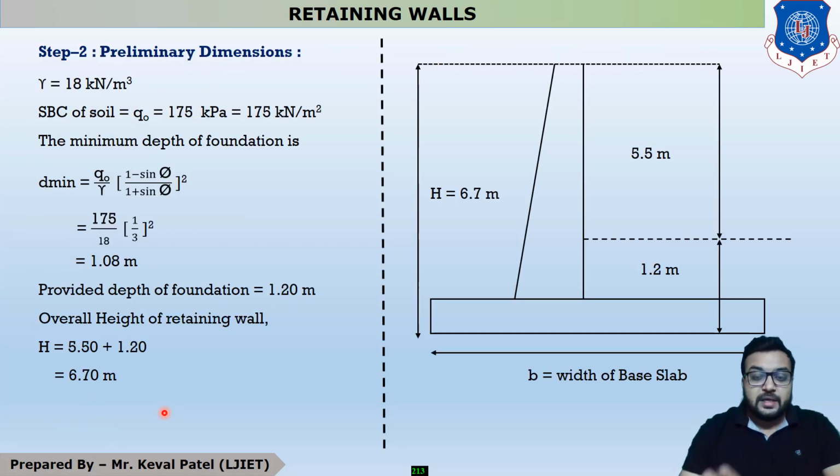Your step number 2 is preliminary dimensions. So we have to find out all the dimensions of the retaining wall with trial and error method. So you can see that this is our lower ground level, and in the question it is clearly mentioned that this retaining wall has to retain earth of 5.5 meter above lower ground level. So this is your lower ground level and this is our earth above, having height of 5.5 meter.